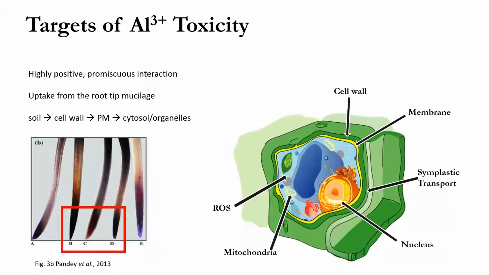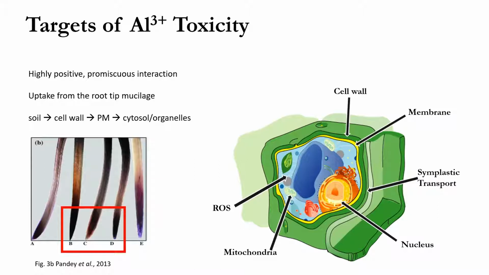Now, onto the targets of aluminum toxicity. Unlike transition metals such as iron and copper, aluminum is not a transition metal. Aluminum doesn't have any redox activities inside the cell. So the toxic effect is purely due to the strong positive charge.